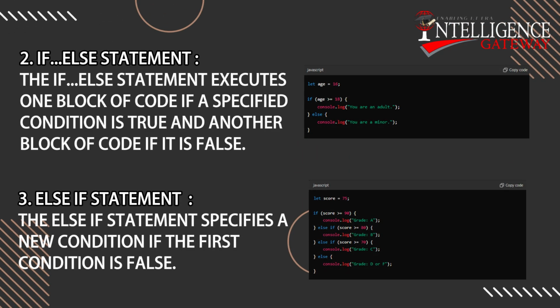2. If/else statement. The if/else statement executes one block of code if a specified condition is true and another block of code if it is false. 3. Else/if statement. The else/if statement specifies a new condition if the first condition is false.